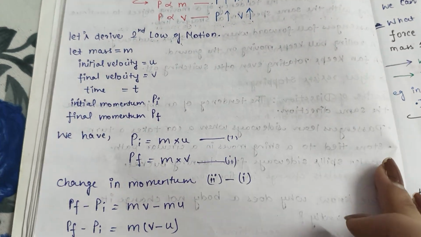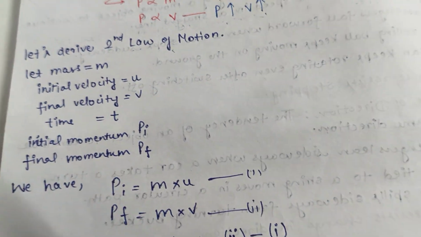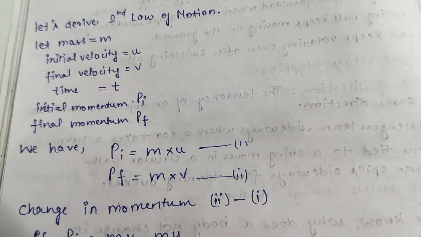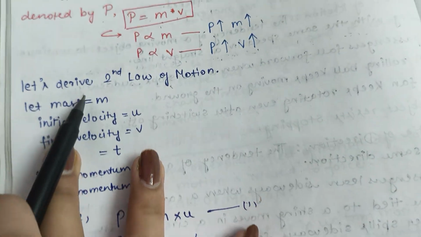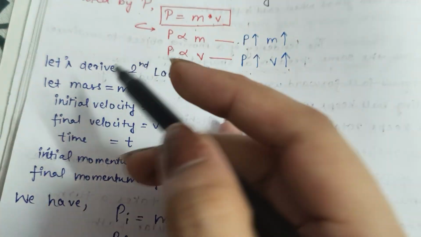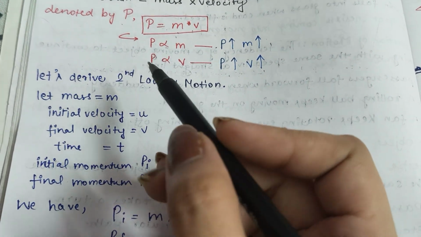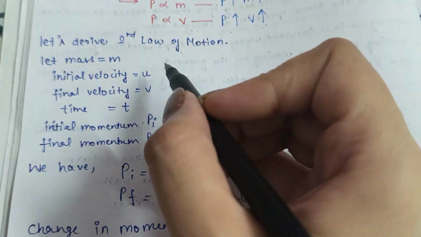Now let's move to one of the most important parts of this chapter. It's the derivation of the second law of motion, and one of the most asked questions in school and institute. So now let's derive. In the world of physics, we all know the language of physics is maths. So we will use a lot of maths here.